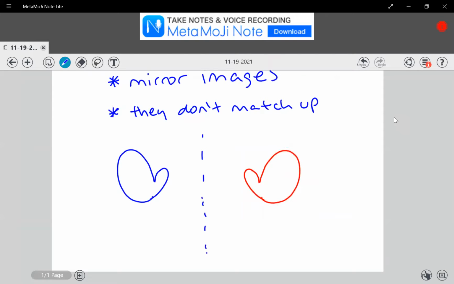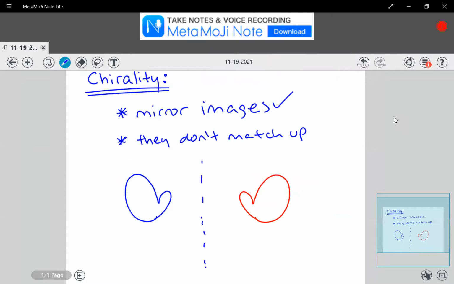I hope to God you know what symmetry is, because guess what? These guys are symmetrical. Very cool. Okay, mirror images, check. Mirror images just means symmetrical. Please, I hope you know that.